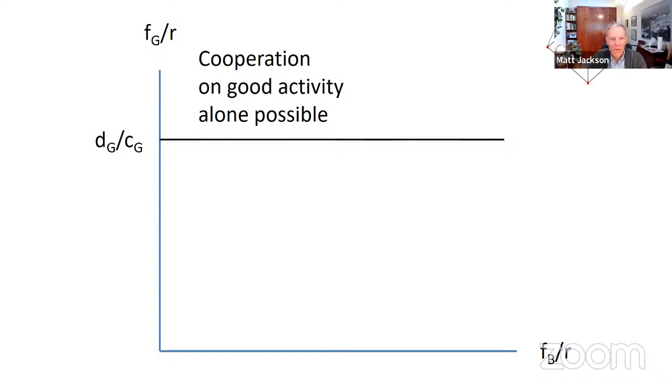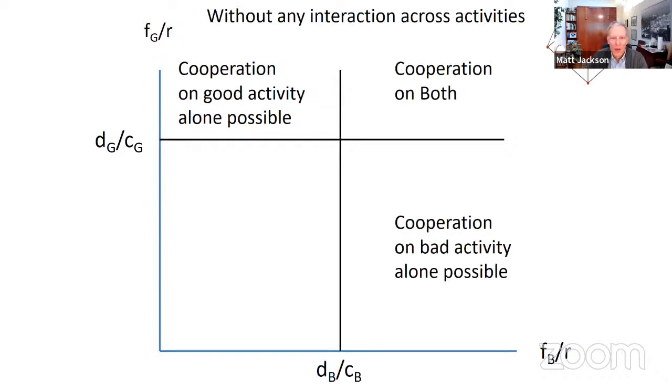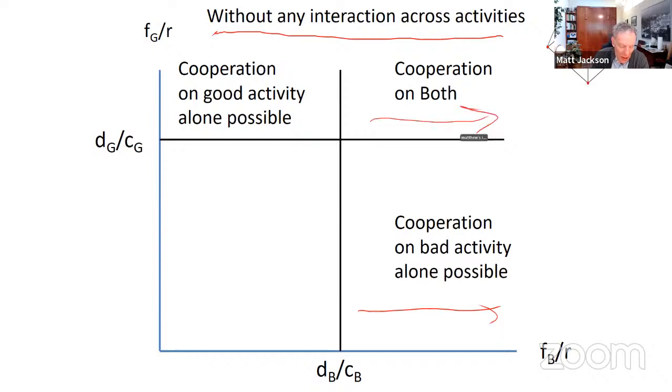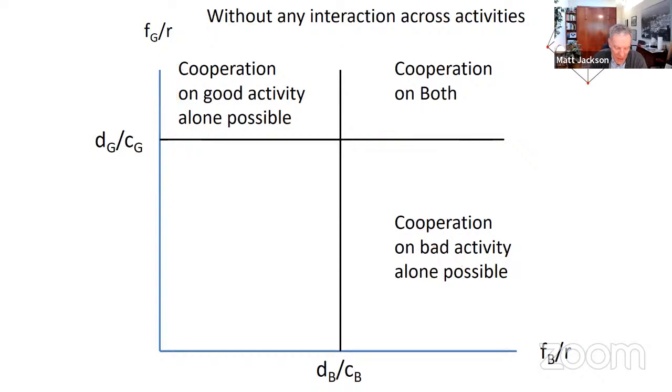Okay, so if you were thinking about the games without any interaction, so if the players were just thinking of these as compartmentalized, let's think of the bad game, we'll treat that separately from the good game, then you would have cooperation on the bad activity possible here, on the good activity possible up here. So you get both up in this corner, and you get cooperation on each of them separately in these others, and then no cooperation would be down here. Okay, that would be if there wasn't any interaction between the games, but of course there can be, right?